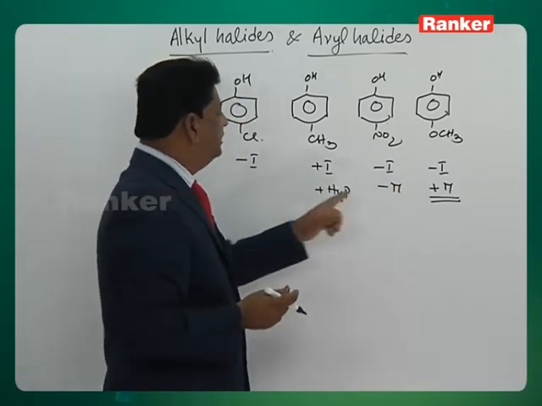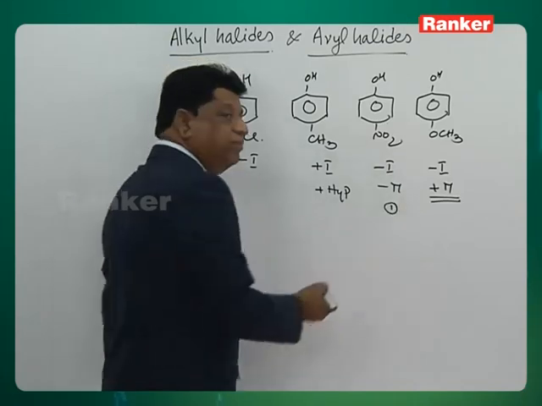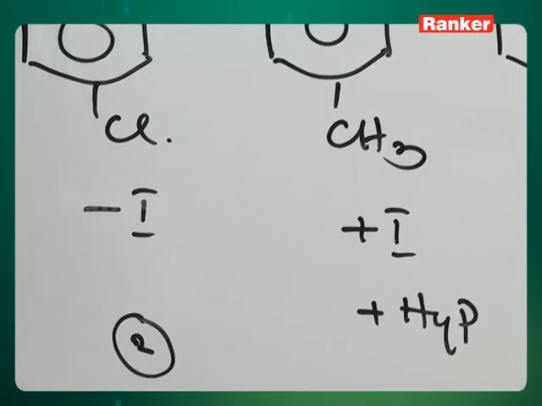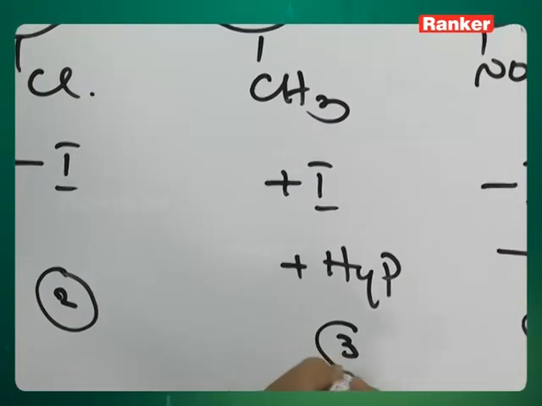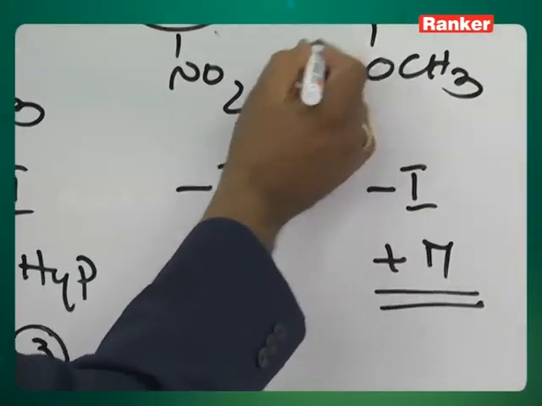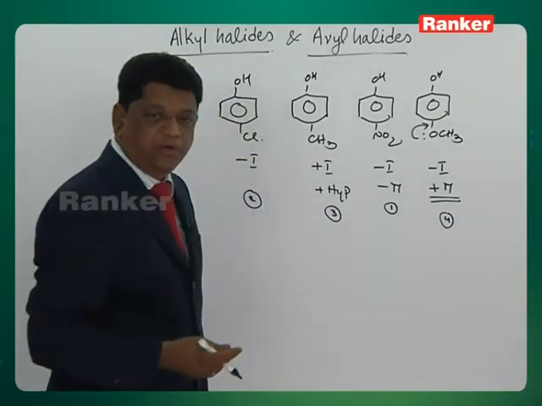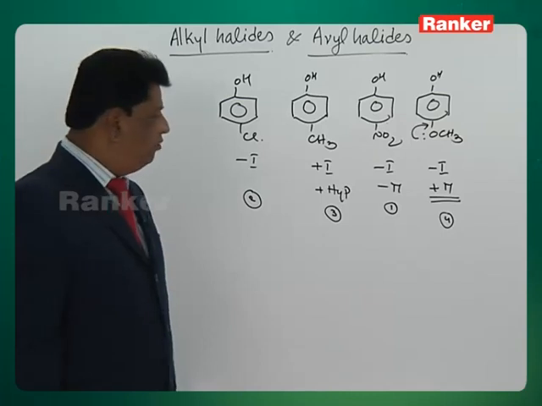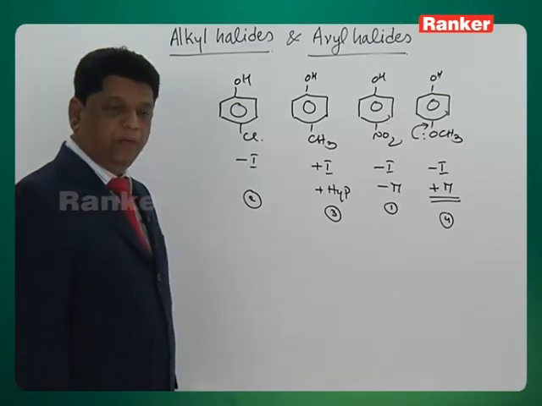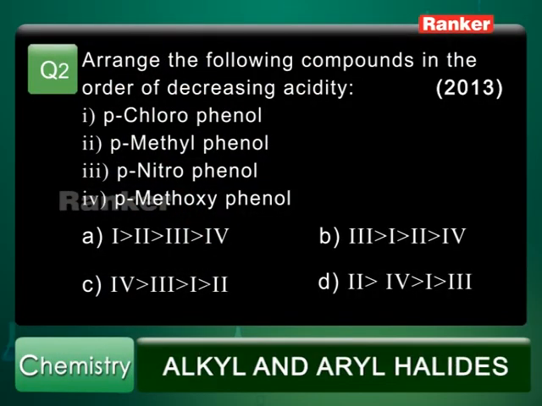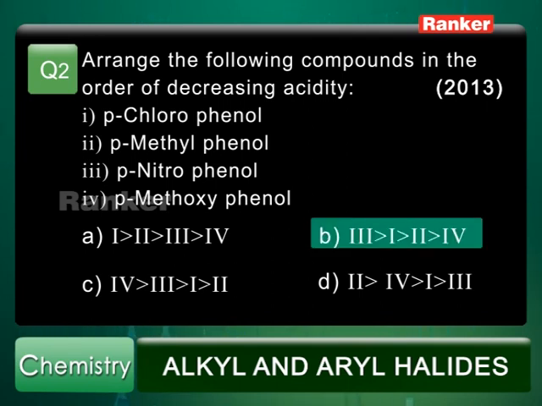Out of that, nitrophenol will become number 1 in acidity. Then the chlorophenol. Then the methyl, which is activating less, will be third. The methoxy, activating more through the M effect, the mesomeric effect, is strongly activating, therefore it is fourth. So the order is paranitro, then chloro, then methyl, then methoxy, that is 3, 1, 2, 4. So the answer is B, and B is the right answer.